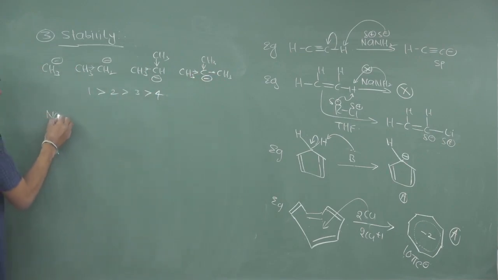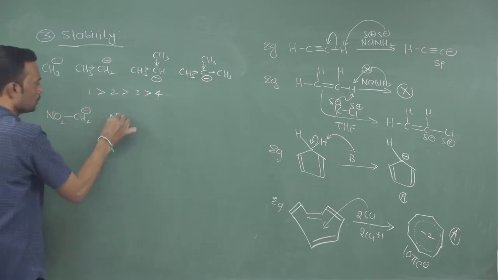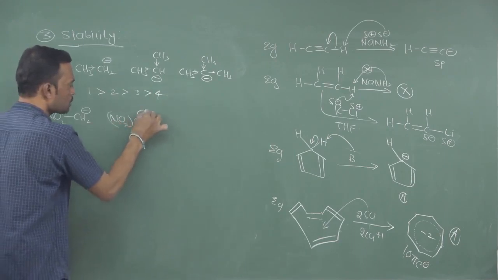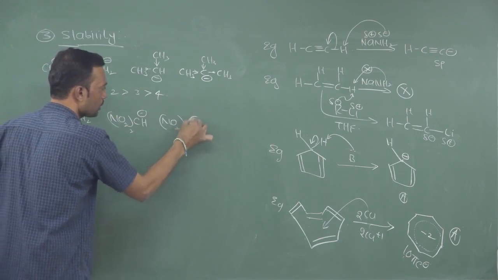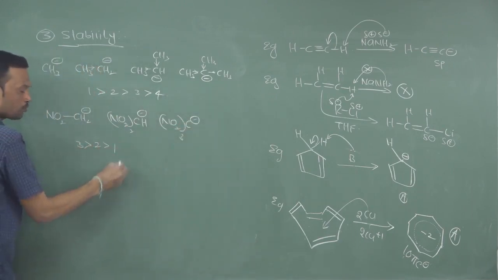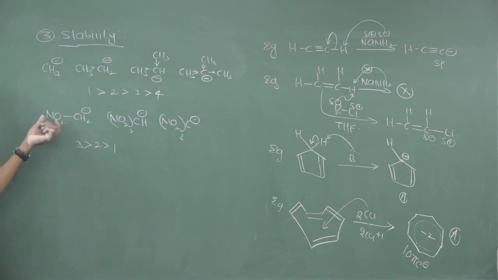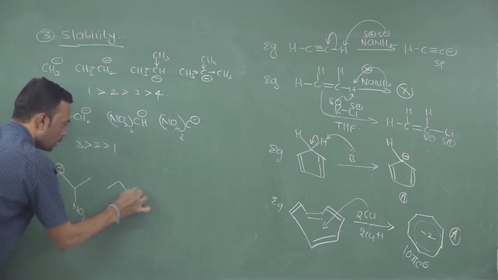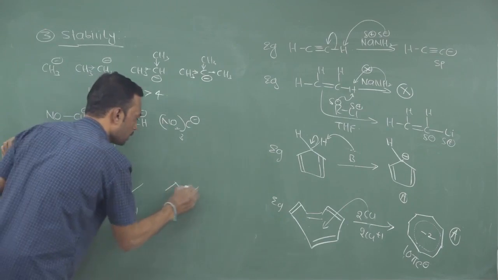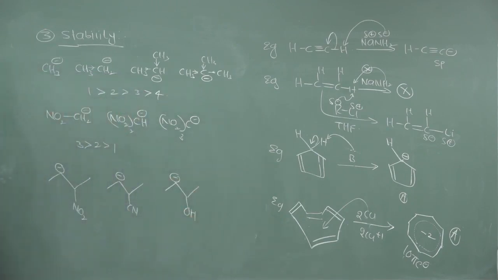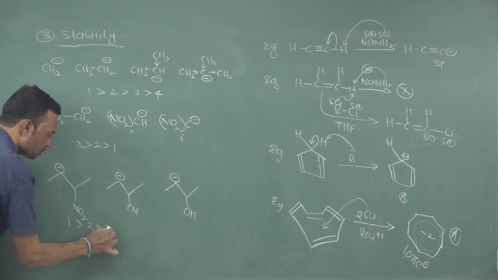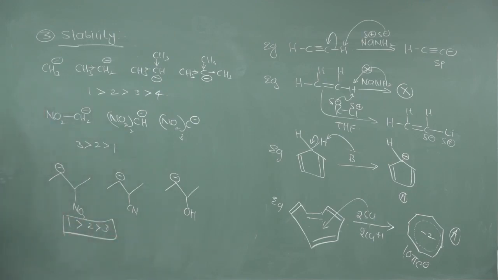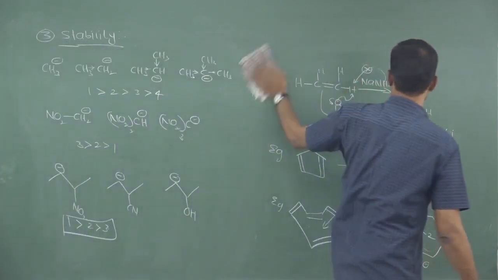Suppose an electron withdrawing group is present, nitro attached to CH2. Now how many nitros? 2 nitros, CH minus, and if I take 3 nitros, C minus, which is more stable? The third one is more stable than the second and the first. As withdrawing groups increase, stability increases. Suppose I take a carbanion where nitro is here, here I am writing a cyano, and here a hydroxy. Which is more stable? The first one is more stable than the second, which is more stable than the third. This indicates that as withdrawing group strength increases, stability also increases. Many examples were already given in GOC, carbanion stability; just revise that.